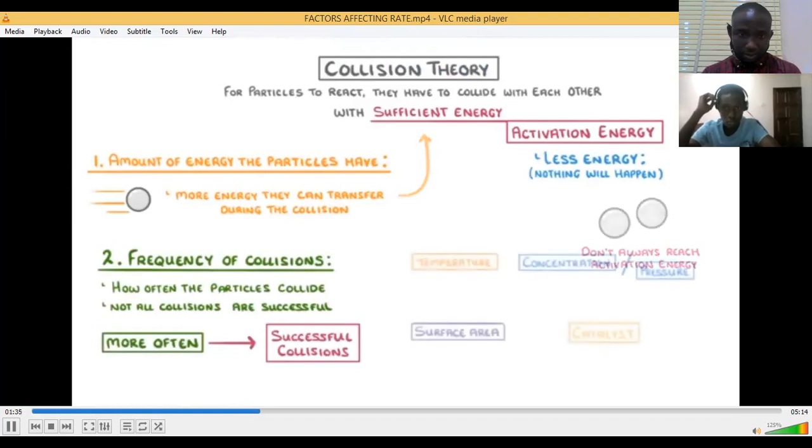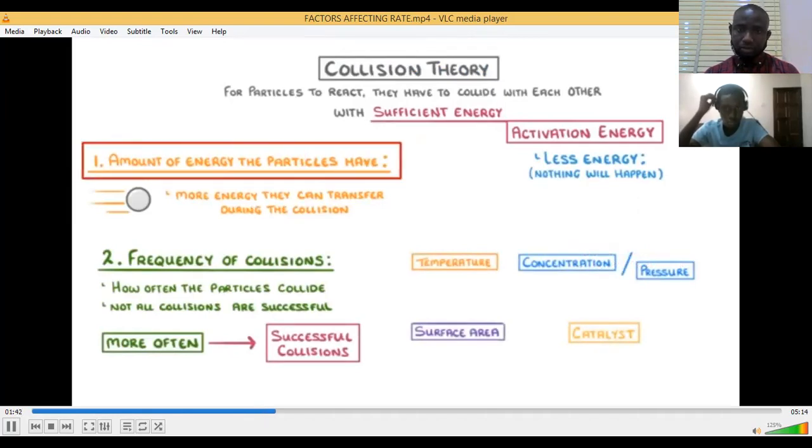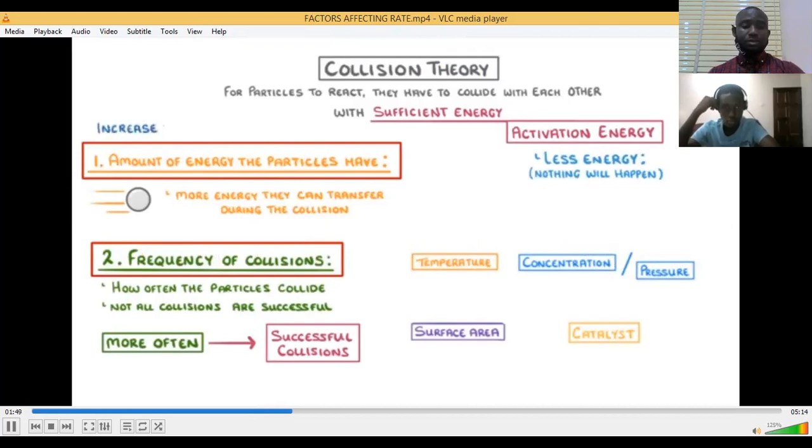Now, whenever you think about how these four factors affect the rate of reaction, you always want to think in terms of how they affect the amount of energy that the particles have and the frequency of the collisions. And increasing either of these will increase the rate of reaction by increasing the number of successful collisions.